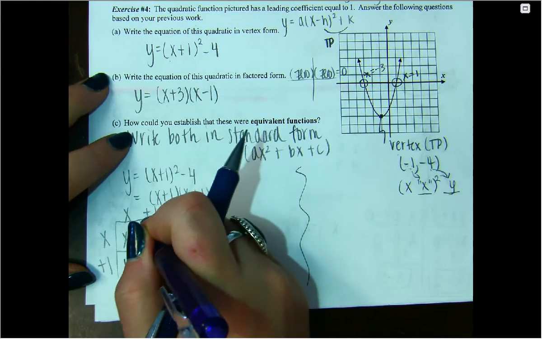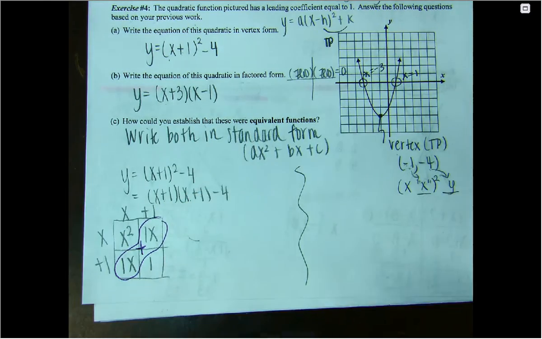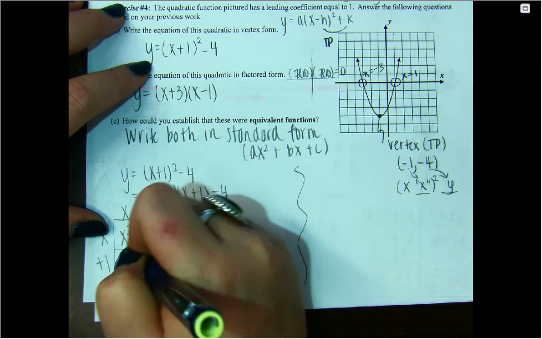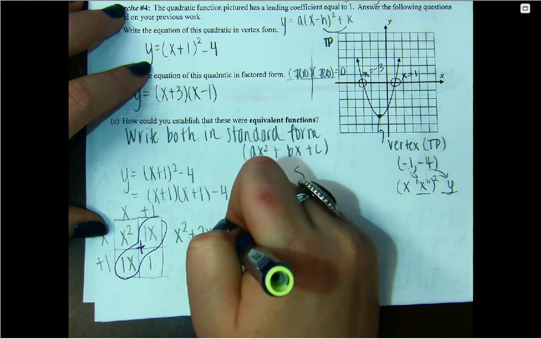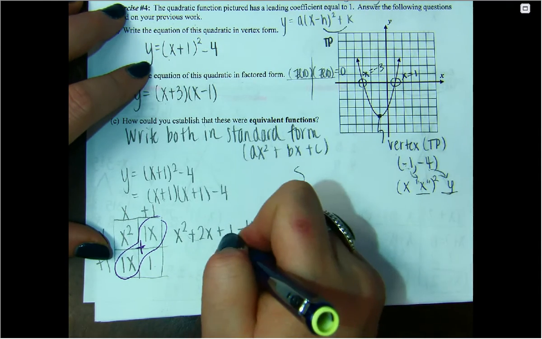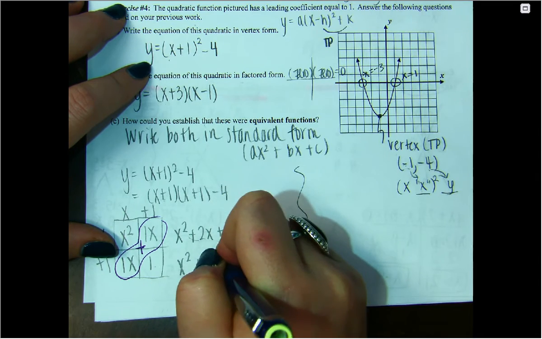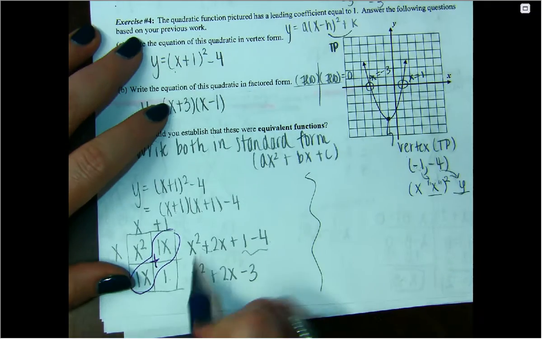We do the peanut. And inside the peanut, we add. Okay, so what's left over is x squared. 1x plus 1x is 2x, plus 1 left over. And then don't forget that minus 4. Simplify this. x squared plus 2x. 1 minus 4 is minus 3. Okay, so that's my equation here.